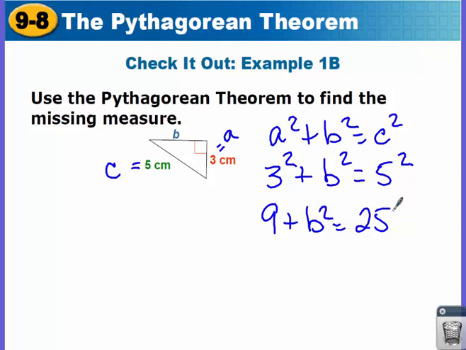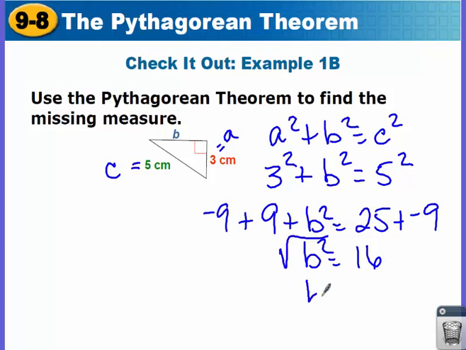Now I need to get that b by itself. So I need to add a negative 9 to both sides. And I end up with b squared is equal to 16. So now, to turn b squared into b, I take the square root of it. So I must do the same to the other side. And the square root of 16 is 4. So my b is 4 centimeters. Now, most all these examples have been in centimeters for the most part. It can be any label that we have.